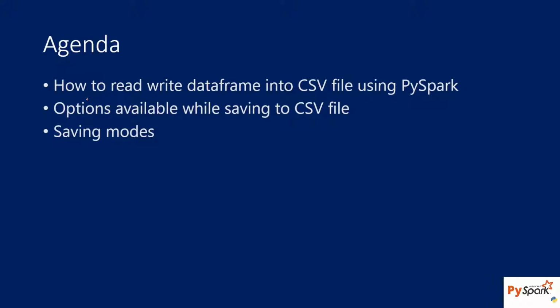In this video, as I said, we will be discussing how we can write data into a CSV file using PySpark. While writing the data, there are multiple options available for saving into a CSV file. What are those options? We are going to see that. There are also something called saving modes. When you are saving data into a CSV file, there are a couple of modes available like append mode, ignore mode, and overwrite mode. What are these modes, when to use them, and what is the exact functionality of each mode? That is what we are going to discuss in this video.